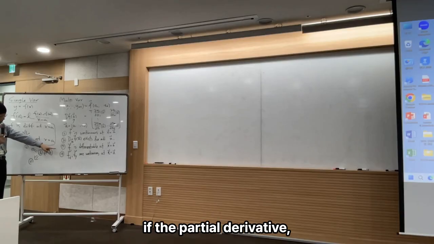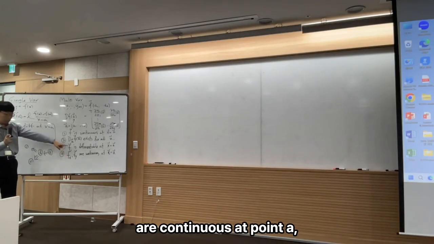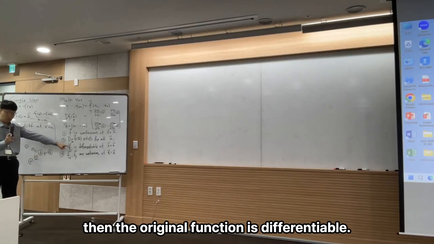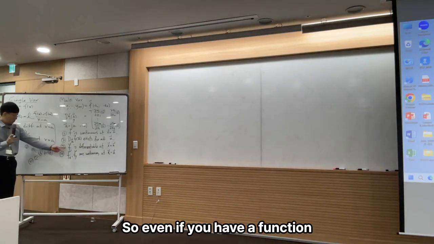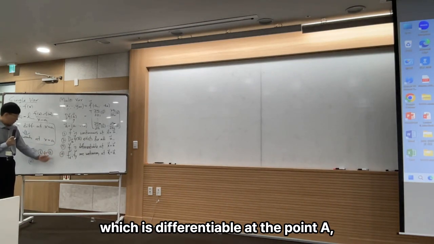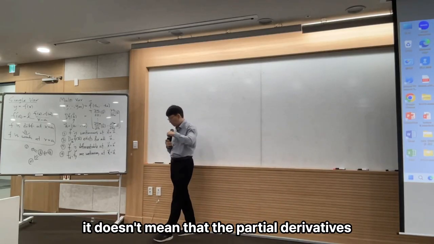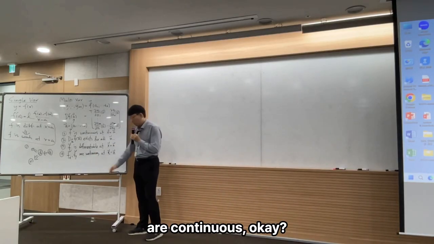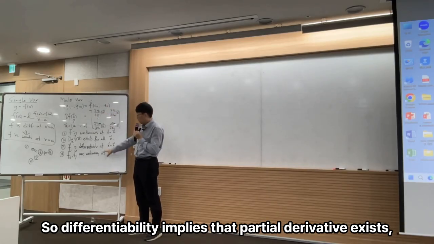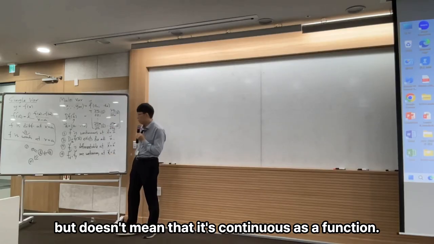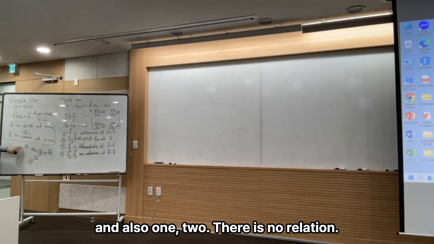So the statement could be: if the two partial derivatives of the function are continuous at the point a, then the original function is differentiable. That's true. Okay? But the converse is not true. So even if you have a function which is differentiable at the point a, it doesn't mean that the partial derivatives are continuous. Okay? So differentiability implies that the partial derivatives exist, but doesn't mean that they are continuous as functions. And same for 3 implies 1 and 3 implies 2. And also between 1 and 2, there's no relation.